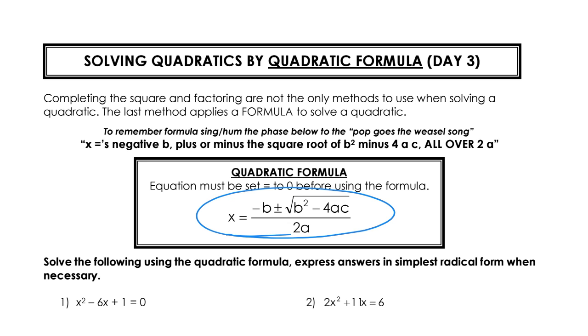So they actually sing this formula to the tune of Pop Goes the Weasel. And so they say x equals negative b plus or minus the square root of b squared minus 4ac all over 2a to help you memorize it. However, you don't actually have to memorize it. It's on your reference sheet. So you will always have that formula, but a lot of people sing the song in their head and don't even end up needing to look at the formula.